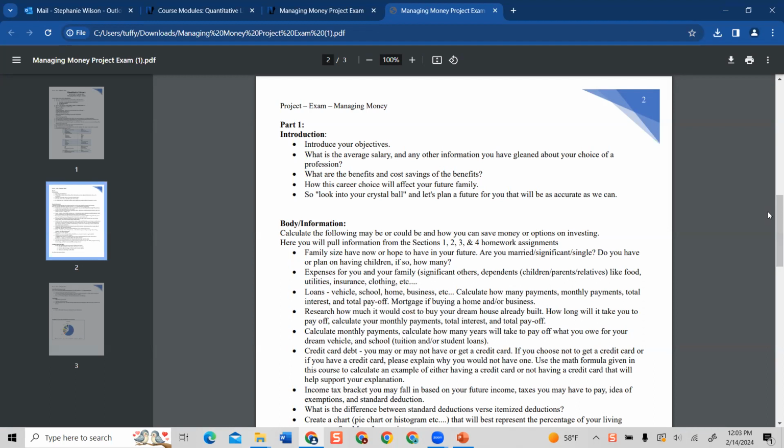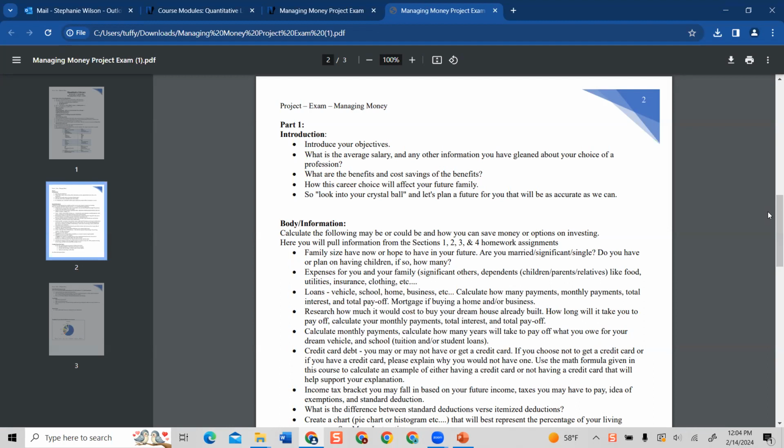In the future, it may be more. Hopefully it'd be more. How this career choice will affect your future family. So remember, you may be single right now, but later on you may have a family, and this is going to affect them. Whatever choices you make today will affect your future family.